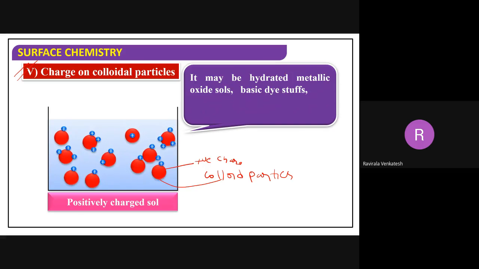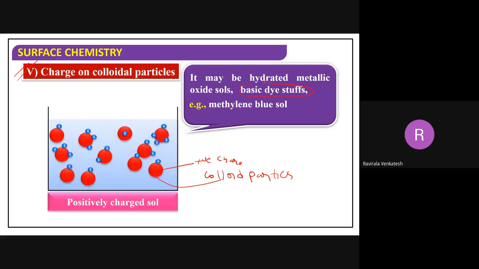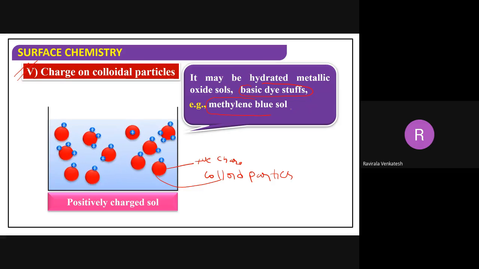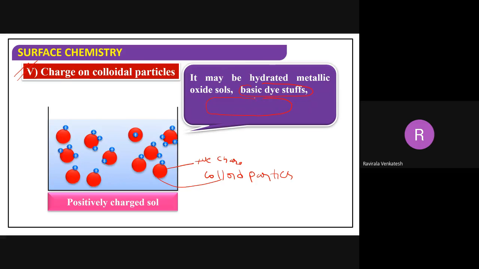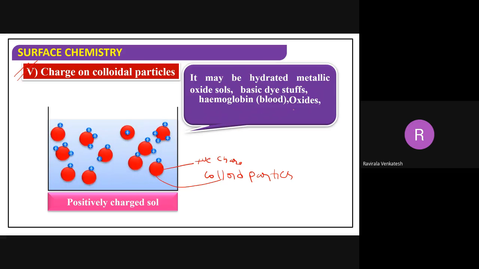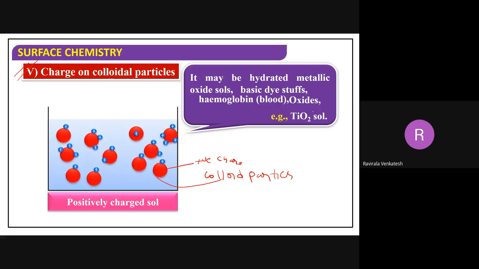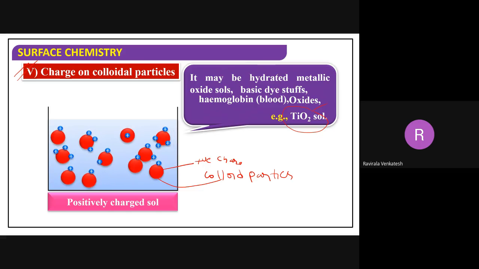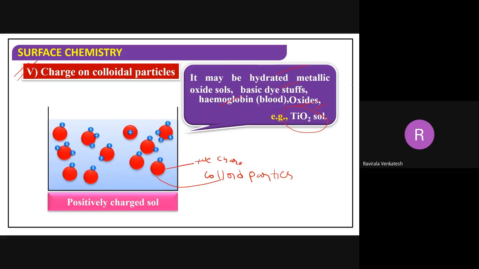Now, some more examples. Basic dyes can be taken as positive colloids. The best example is methylene blue, a basic dye. Finally, hemoglobin comes under positive colloids, and even oxides like titanium oxide come under positive colloids. So the examples are hydrated metal oxides, basic dyestuffs, hemoglobin, and oxides.